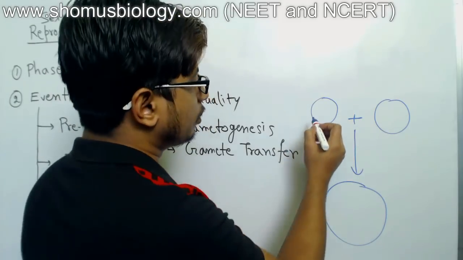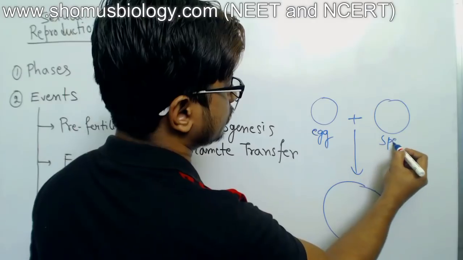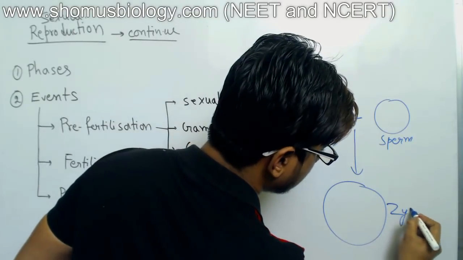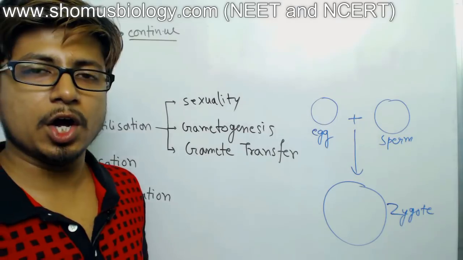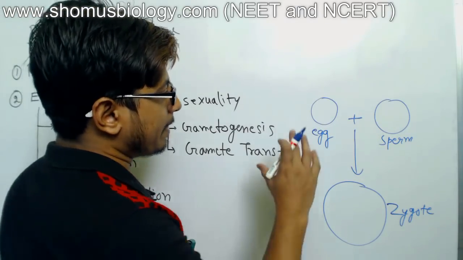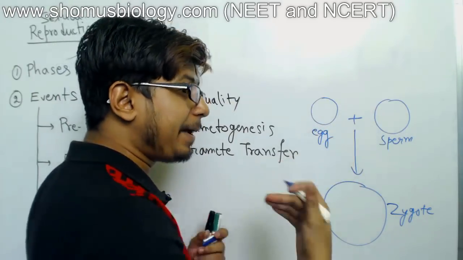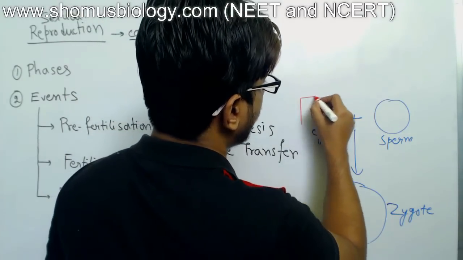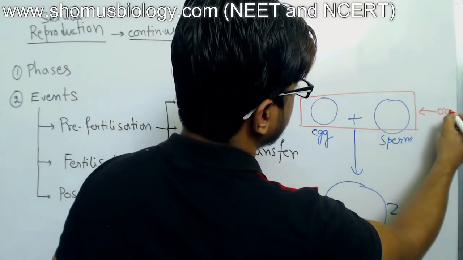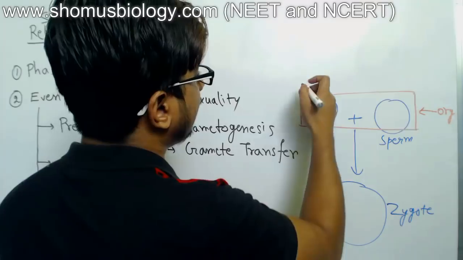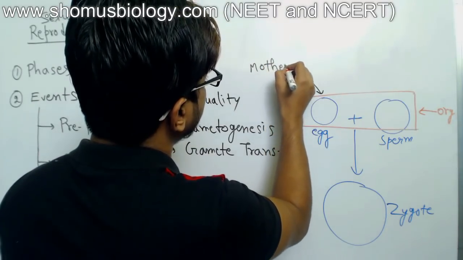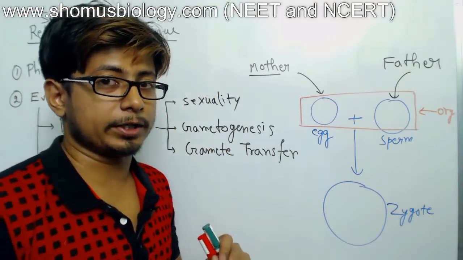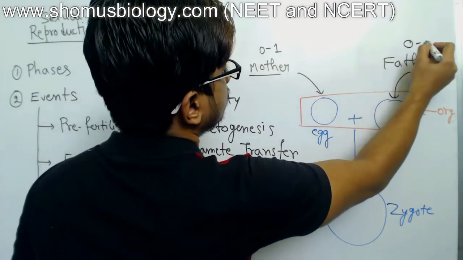What are those two small cells? One of them is the egg, and the other is known as the sperm. Once they fuse with each other, they form a large giant cell known as the zygote. This is the idea of sexual reproduction. Now imagine one simple thing. Egg and sperm may be formed by one organism, so it is possible that both egg and sperm come from one organism. Or another possibility, that the egg comes from the mother and the sperm comes from the father. Two separate organisms, organism one and organism two.